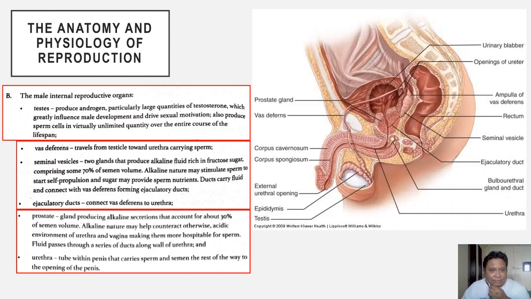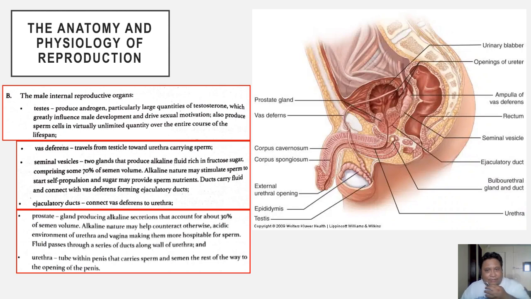The seminal vesicles are two glands that produce alkaline fluid rich in fructose sugar, comprising some 70% of the semen volume. The alkaline nature may stimulate the sperm to start self-propulsion, and the sugar may provide the sperm nutrients. The ducts carry the fluid and connect with the vas deferens, forming the ejaculatory ducts. The ejaculatory ducts connect the vas deferens to the urethra. You can see there the ejaculatory duct.